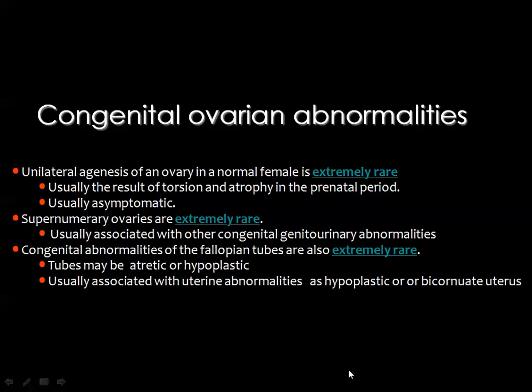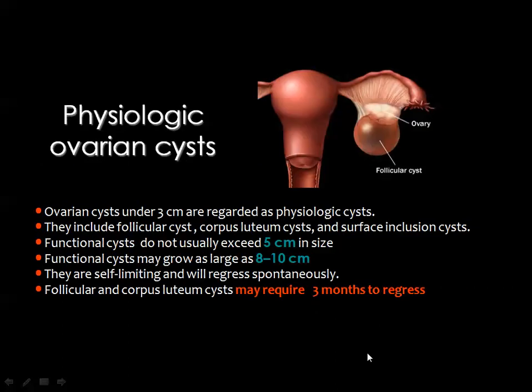And considering congenital ovarian anomalies, most of these anomalies are extremely rare. Considering unilateral agenesis of the ovary or supernumerary ovary, and the congenital abnormalities of the fallopian tube are also extremely rare.